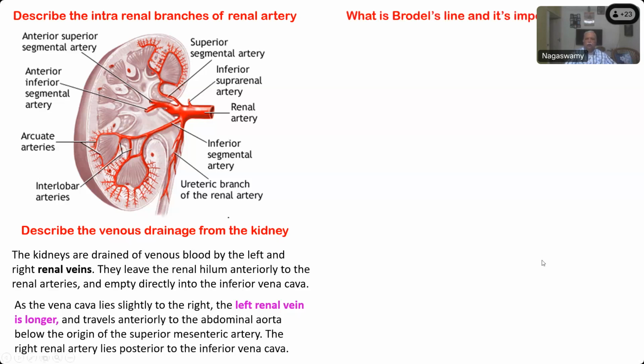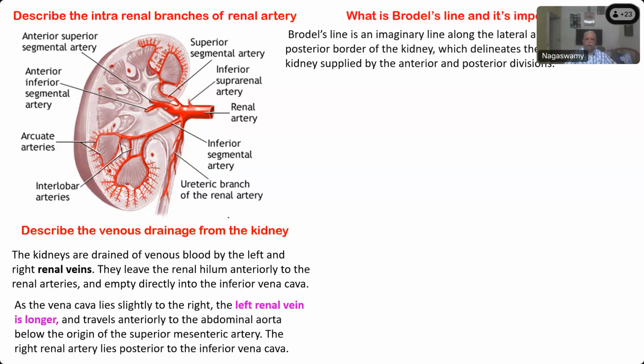Now, what is Brodel's line and its importance? It is the area between the branches of the anterior and posterior renal artery. Very good, excellent. It's an imaginary line along the lateral and slightly posterior border of the kidney, which delineates the segments of the kidney supplied by the anterior and posterior divisions. So why should we know it? What is its importance? Your definition, your explanation for Brodel's line is correct.